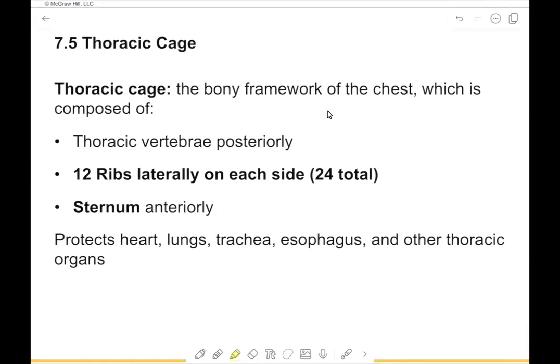The thoracic cage is the next section of the axial skeleton, and it serves as the bony framework for the chest, which is where all 12 ribs articulate laterally on each side. So that gives us a grand total of 24 total ribs. The sternum is anterior. And remember that this is going to protect the vital thoracic cage, where we have such things as thoracic organs, the heart, lungs, trachea, esophagus, as well as within the mediastinum are those great vessels that you've learned about.